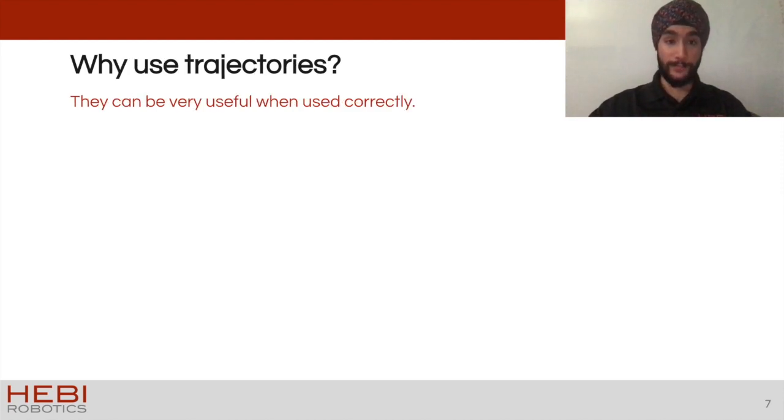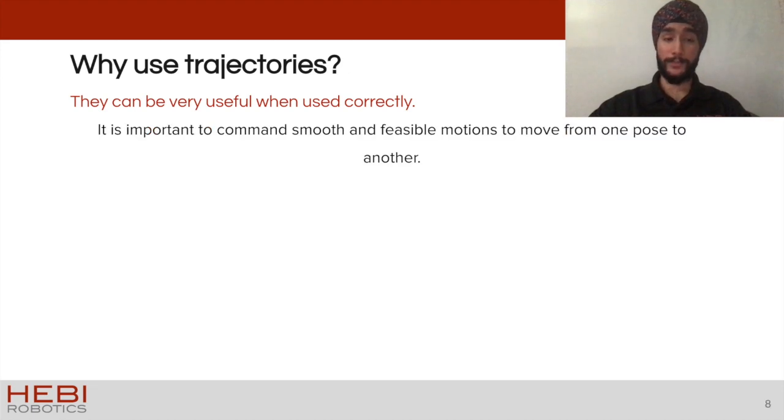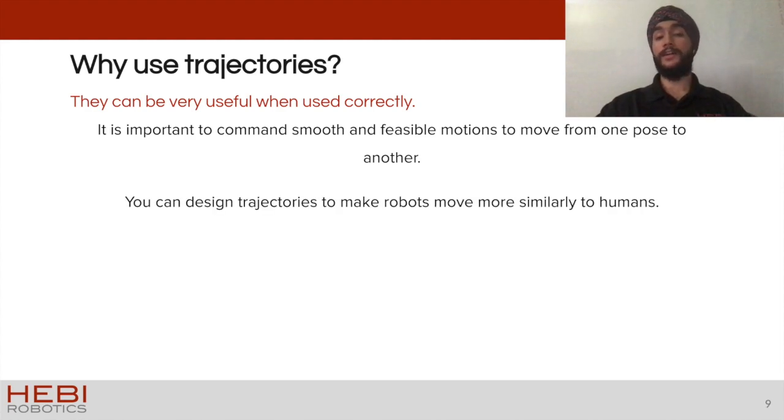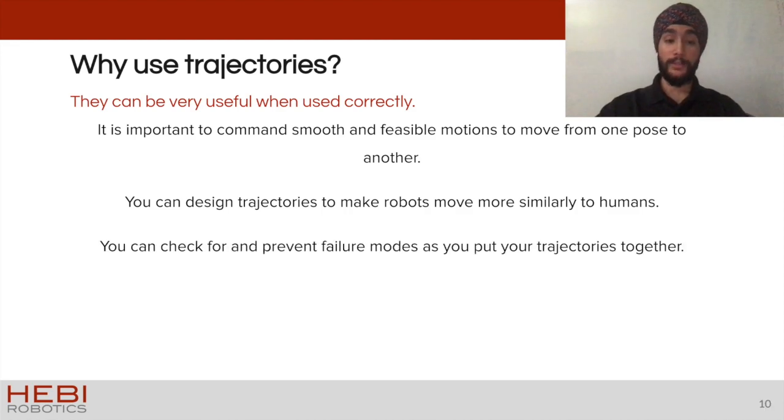Why use trajectories? They can be very, very useful when used correctly. It is important to command smooth and feasible motions to move from one pose in your robot to another. If you were to not use trajectories, you would simply be commanding, let's say, positions, and you would notice that this motion would be neither smooth nor feasible. You can design trajectories to make robots move more similarly to humans, and a proper trajectory generator will take in a lot of different constraints depending on the given use case. You can check for and prevent failure modes as you put your trajectories together. This is something we'll see later in this video as the difference between not using trajectories and using trajectories.